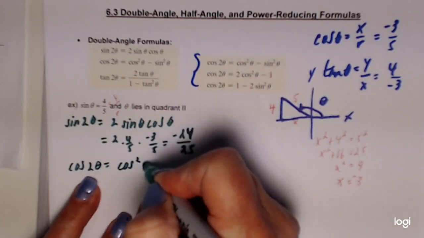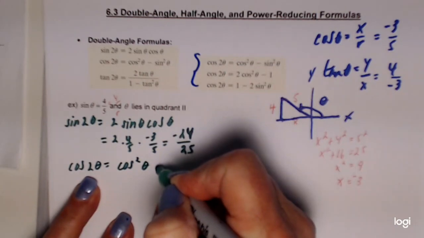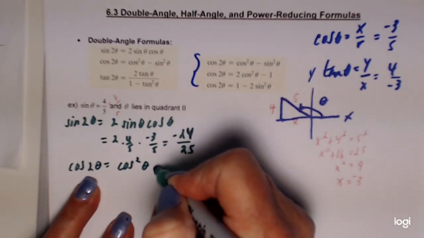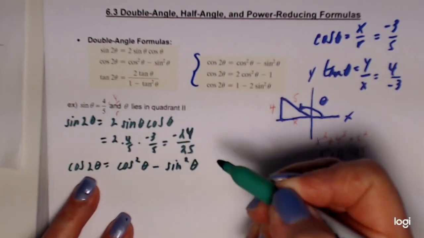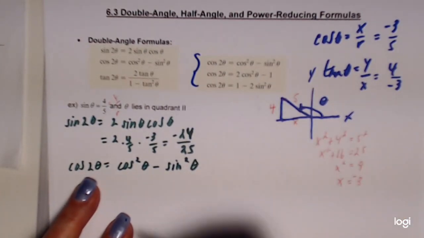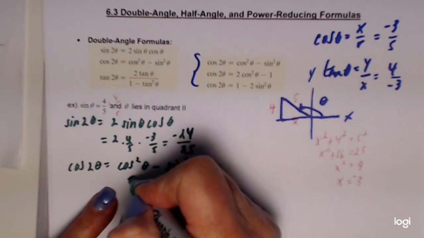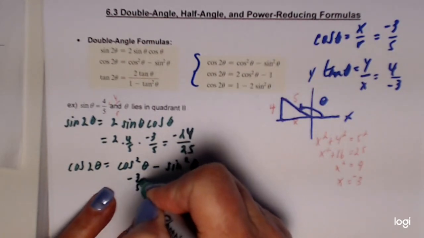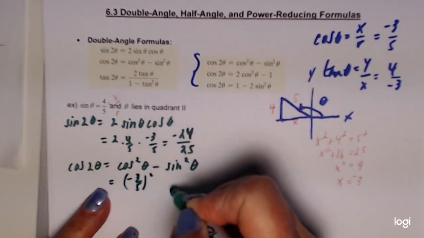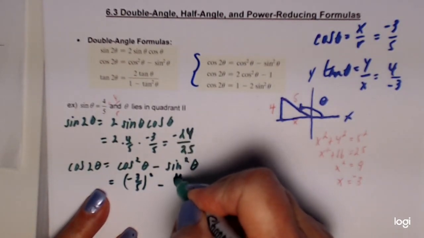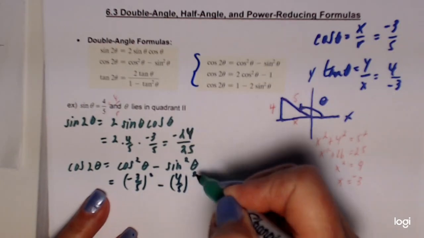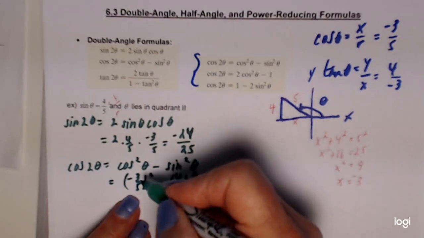You could use whatever one you wanted to. So cos of 2 times theta is cos squared theta minus sine squared theta. Again, you could use whatever. I'm using this one. So cos is -3/5. So we have -3/5 squared minus 4/5 squared. And so now this is 3/5 squared.